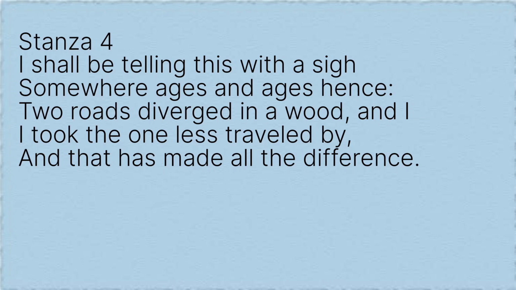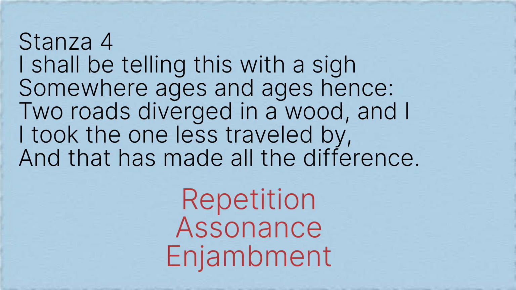So in the fourth stanza, what are the poetic devices? Here the word "ages" is repeated twice, that is the repetition. And another thing, the line "somewhere" has been repeated with "hence" again, and assonance is also used here: repetition of a vowel sound in "ages and ages". Enjambment is also used here: line 1 continues into line 2 without any punctuation, that is also enjambment.